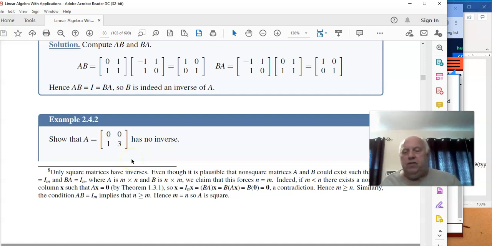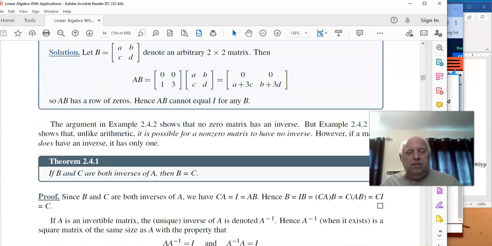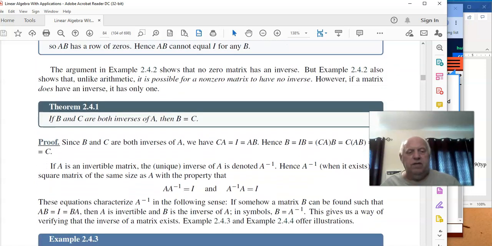Now, here's an example, and I'm not going to go through all the explanation, but it turns out that you can have matrices that look perfectly reasonable, but they just don't have any inverse. So the inverse of this matrix does not exist. And they go through a big story about why that's true, and I'm not going to go through their story, but just so you know, some things can happen, some things can't happen.